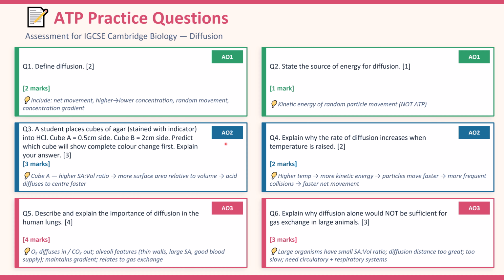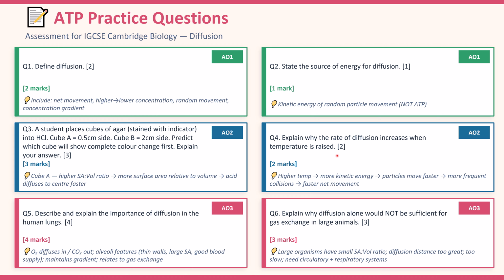Question 3, from Assessment Objective 2. A student places a cube of agar stained with indicator into HCl. Cube A is 0.5 centimeter side, cube B is 2 centimeter side. Predict which cube will show complete color change first, and explain your answer. It carries 3 marks. Cube A has a higher surface area to volume ratio, more surface area relative to volume, so acid diffuses to the center faster.